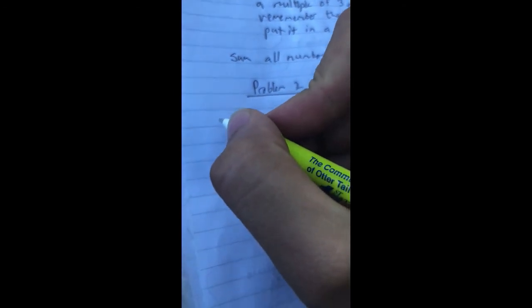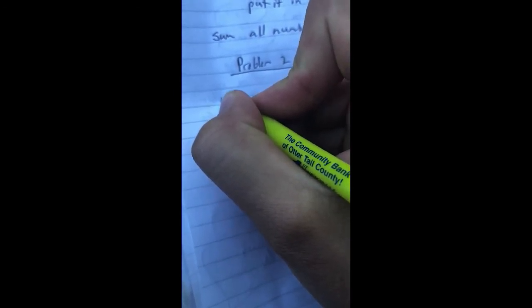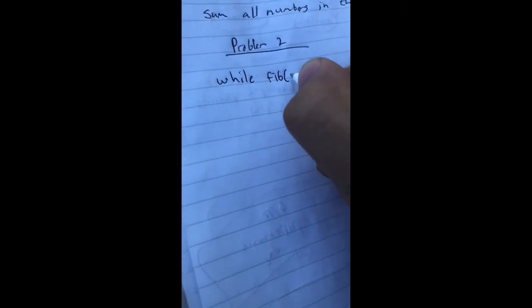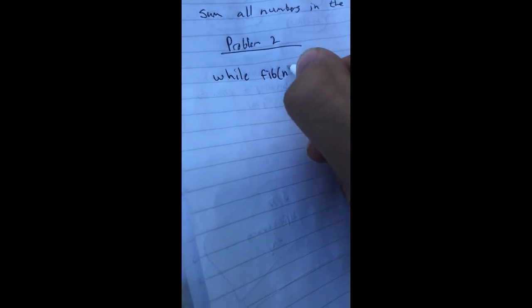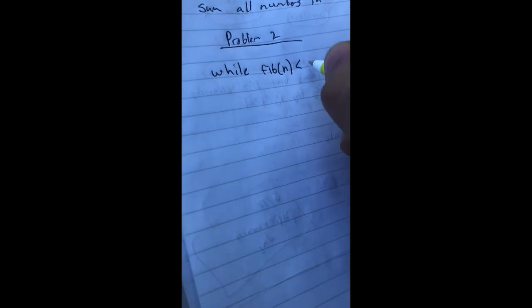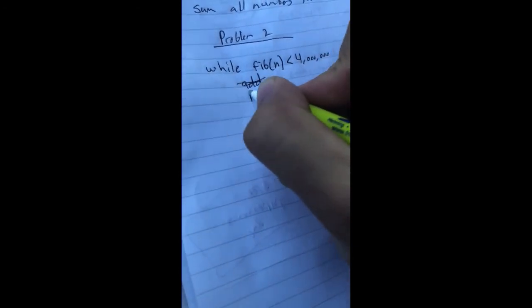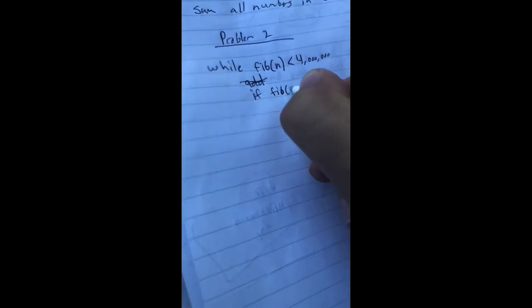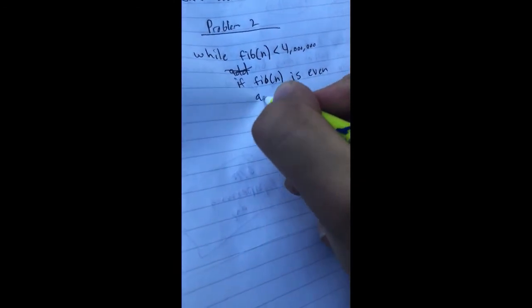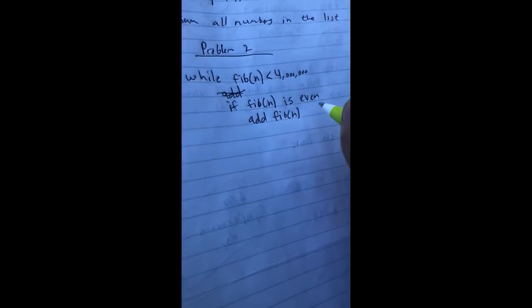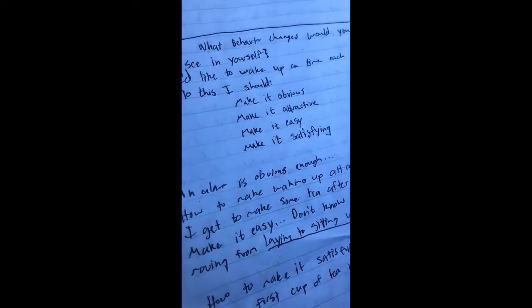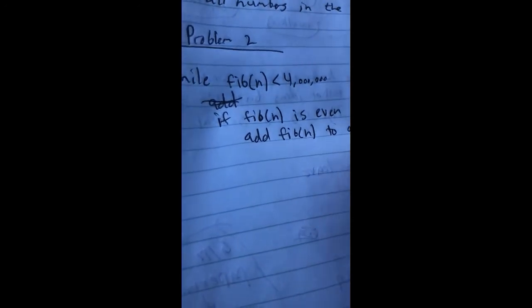So, my algorithm for solving this problem will be: while Fibonacci and less than 4 million, and if fib of n is even, add fib of n to a running sum.